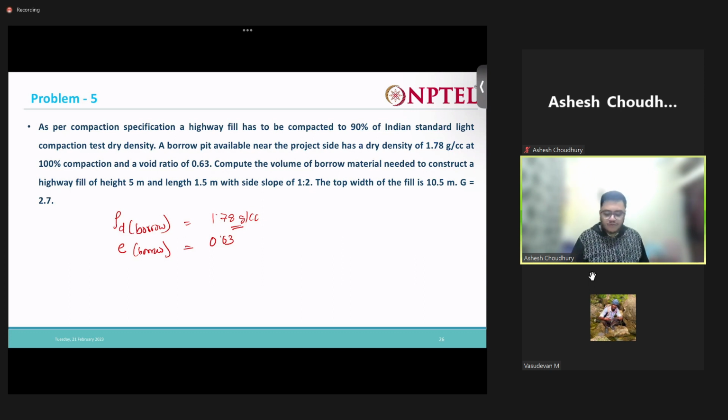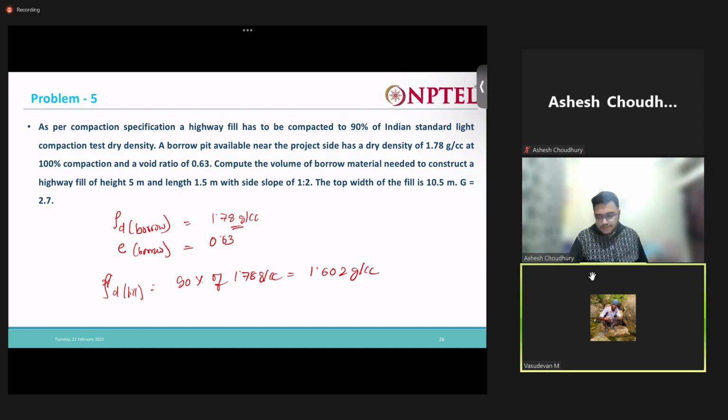Also, the void ratio is given. This dry density you are calling 100% compaction. So this is the maximum dry density that we can obtain by doing the Indian Standard light compaction test. Now it is told that 90% of this dry density has to be achieved in the field. So the field dry density is 90% of 1.78 gram per cc, which is nothing but 1.602 gram per cc. Okay, this much is clear.